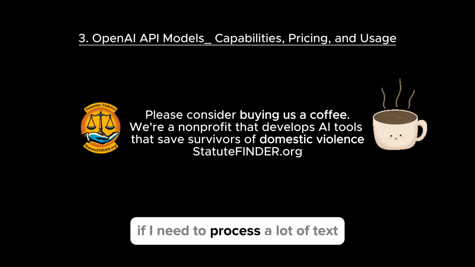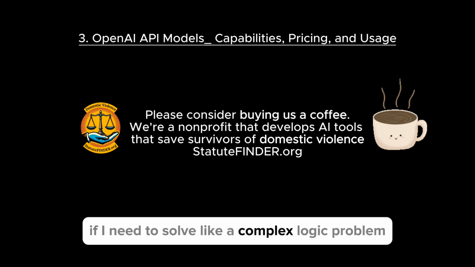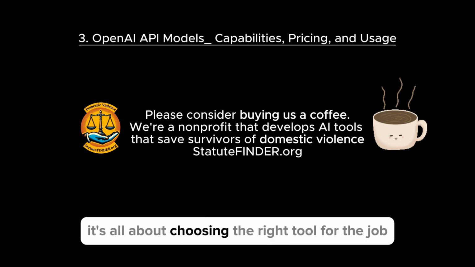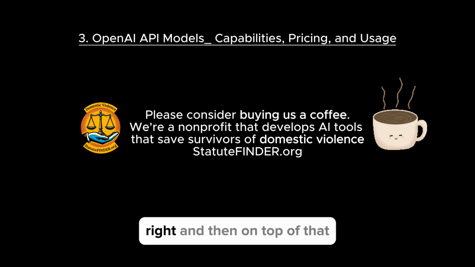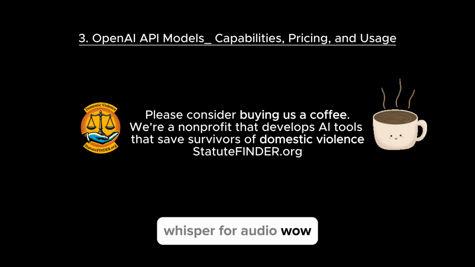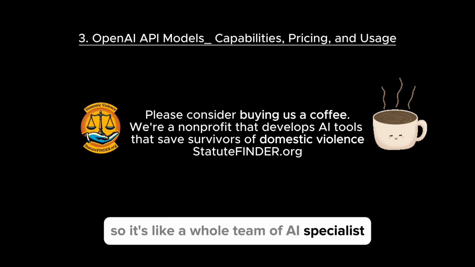So if I need to process a lot of text, I might use a GPT model. But if I need to solve a complex logic problem, I'd go for a reasoning model. You got it. It's all about choosing the right tool for the job. And then on top of that, you've got specialized models too, like DALL-E for generating images, Whisper for audio. Wow, so it's like a whole team of AI specialists.